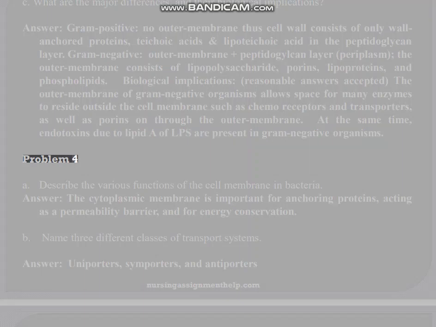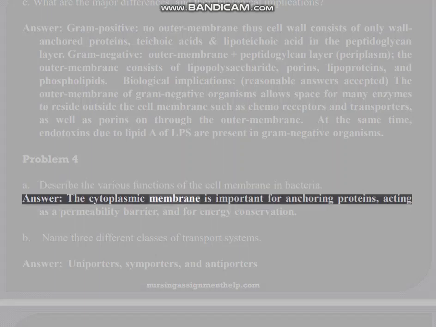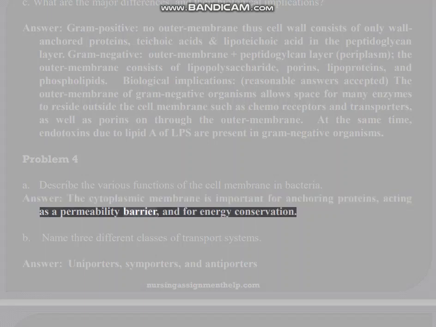Problem 4. A. Describe the various functions of the cell membrane in bacteria. Answer. The cytoplasmic membrane is important for anchoring proteins, acting as a permeability barrier, and for energy conservation.